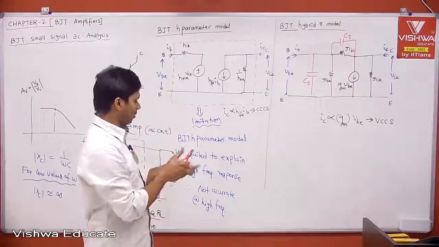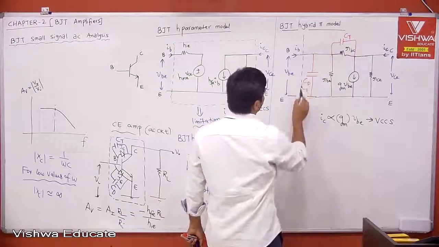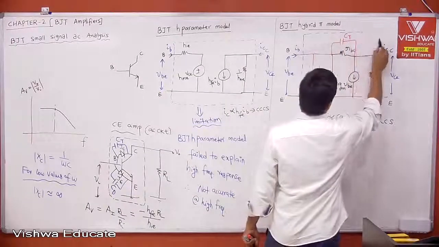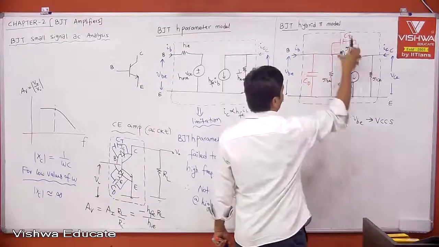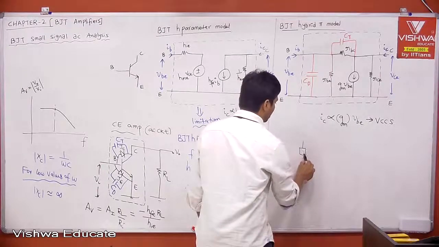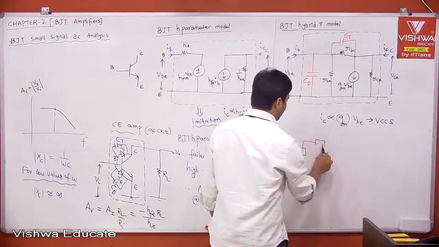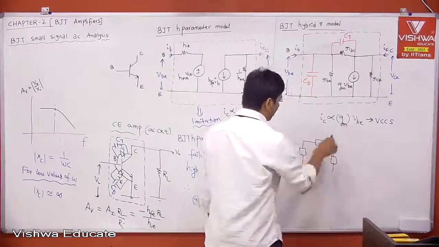Therefore, this is your BJT hybrid pi model. Why is it called the pi model? It looks like a pi. You take this one part, one part, one part. This input has something, then we have another branch, and another branch, right? It is like a pi only, right?